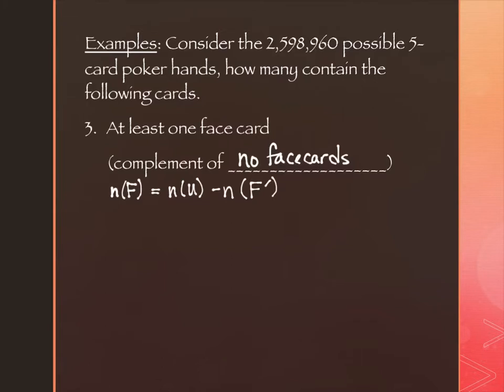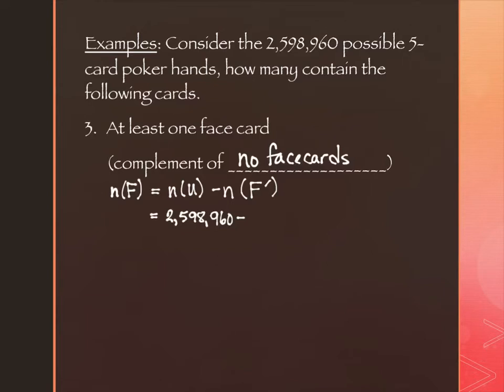You can use whatever letters you want, it doesn't make any difference. Or you can write out descriptive phrases like I did on the first one if that's easier to keep in check in your mind what you're calculating. But it's still the 2,598,960 here. Now we have to figure out the face card situation: the complement of having no face cards.